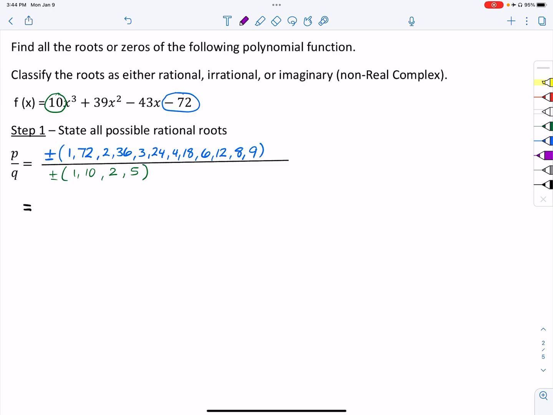So just like we did in class the other day, I'm going to start by holding one denominator value at a time and considering all the numerator values. So I'll get 1 divided by 1, and then 72 divided by 1, 2 divided by 2, and so on and so forth. So I'm going to try to quietly get this written down real quick.